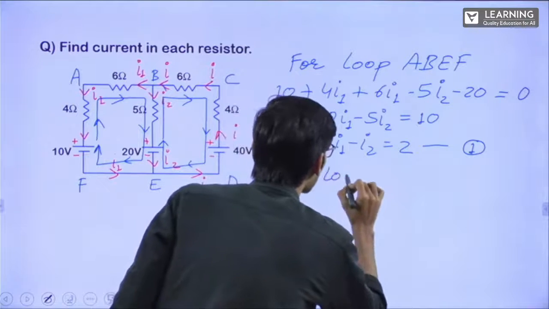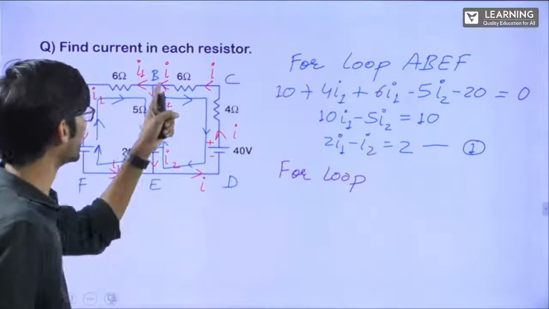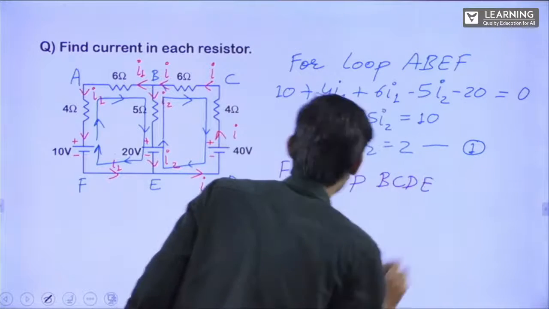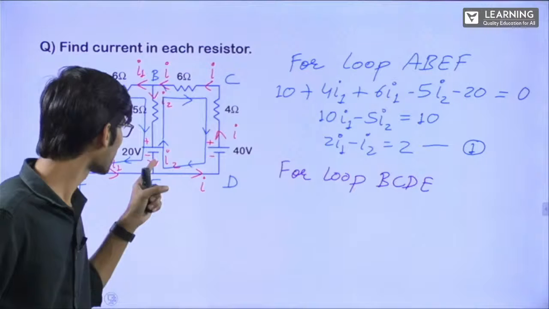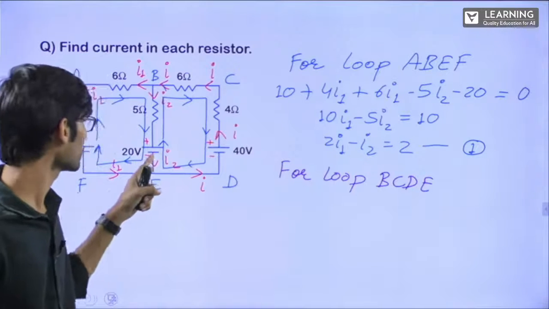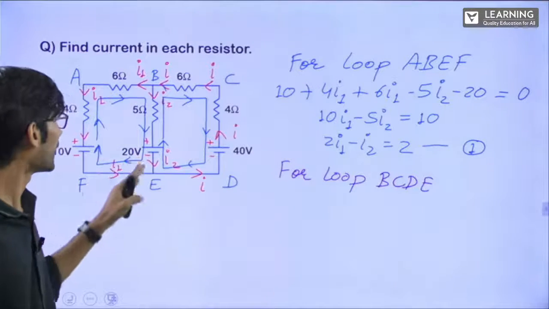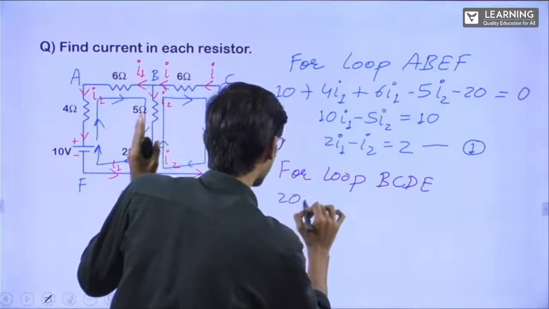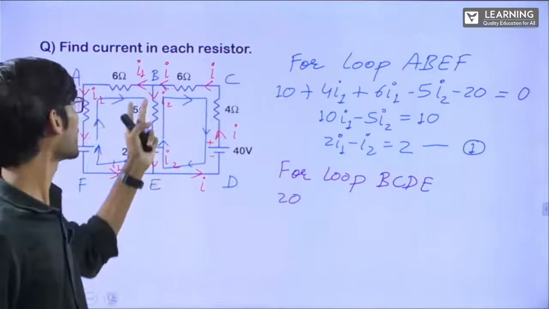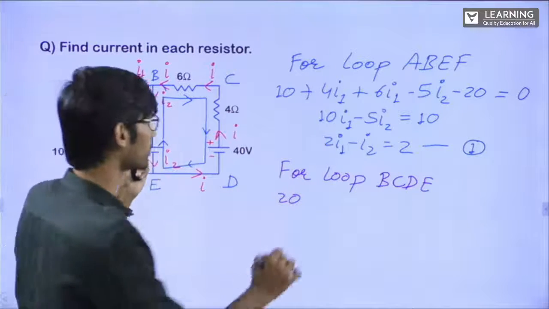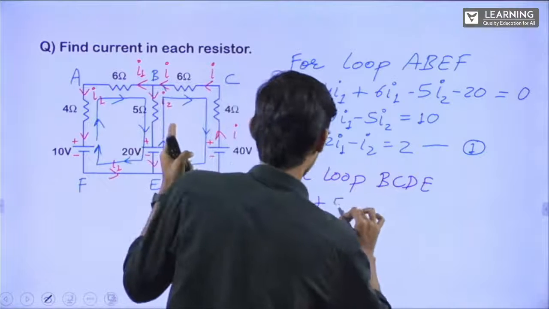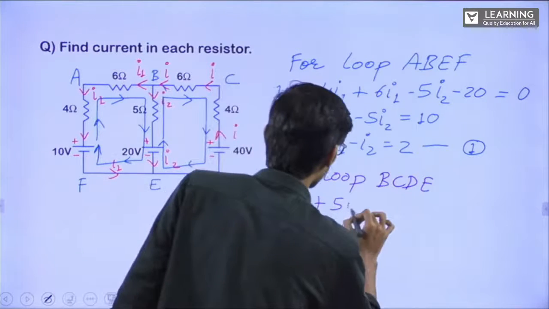For loop, this one, B, C, D, E. Again, we can do it fast, right? Let's start from here. Our direction is this, -2 plus, towards plus. So this will be 20. Here, our direction and current's direction is opposite. So it will be plus 5I2.